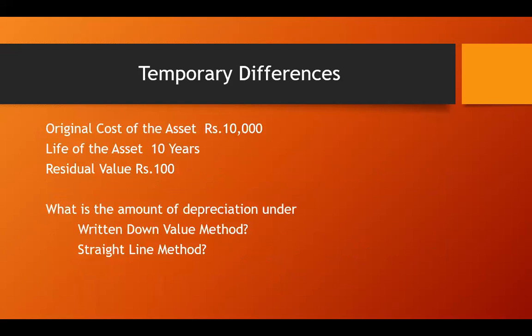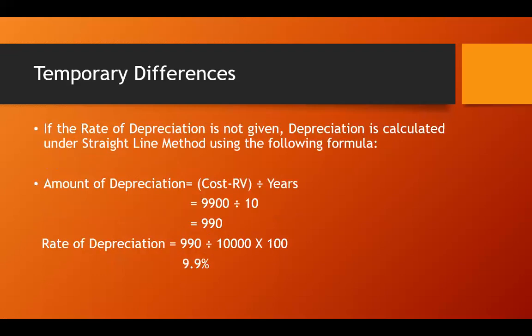We take one example case study. The original cost of the asset is 10,000 rupees. The life of the asset is 10 years. The residual value is assumed as 100 rupees. What is the amount of depreciation under the written down value method or the straight line method? If we ask this question and find the depreciation amount, we will come to know how the amount of depreciation differs under the two methods.